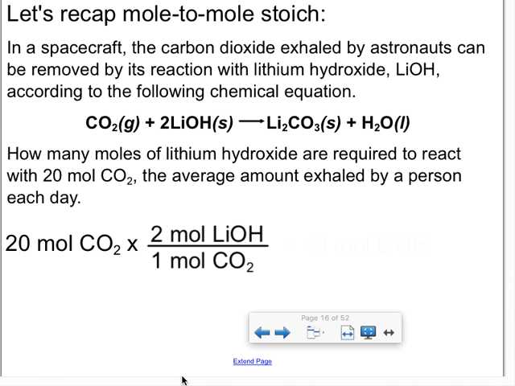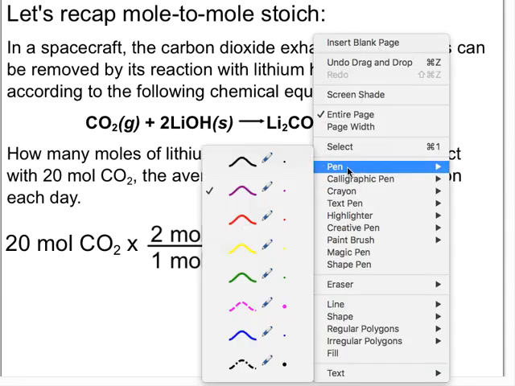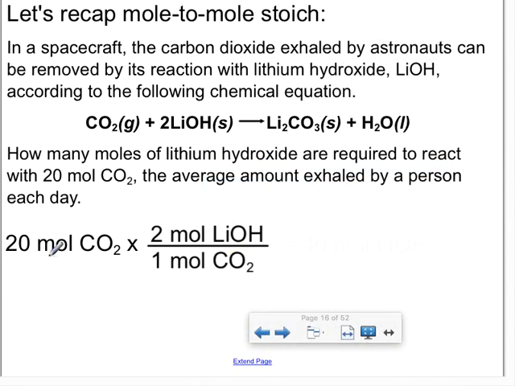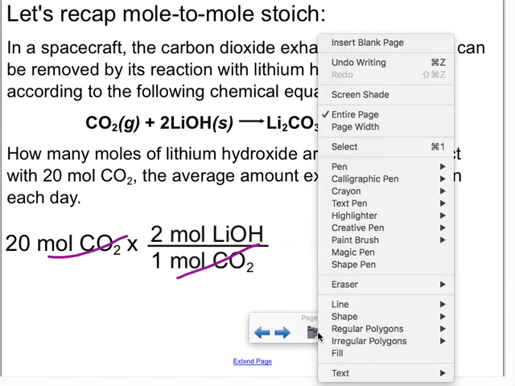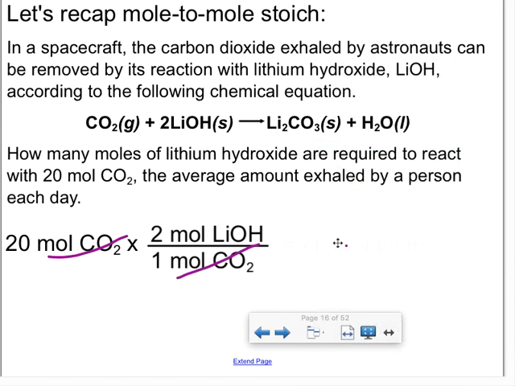Now, they're asking how many moles of lithium hydroxide are needed. My moles of CO2 will cancel. 20 times 2 divided by 1 should give me 40 moles of LiOH. So that's what mole to mole ratios are all about.